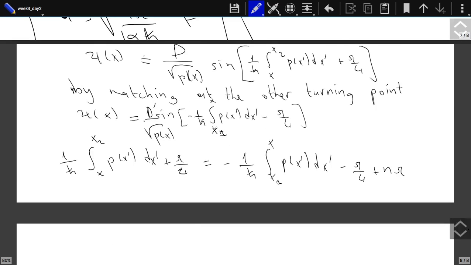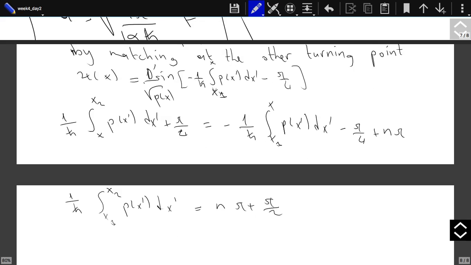And now if you just combine them, you have 1 over h bar. I'm just moving this term to the right-hand side. I have an integral from x1 to x plus an integral from x to x2. So we have an integral from x1 to x2 of p(x') dx'. This should be equal to n pi plus pi over 2. And we are back to the Bohr condition, basically, beside that factor of pi over 2.